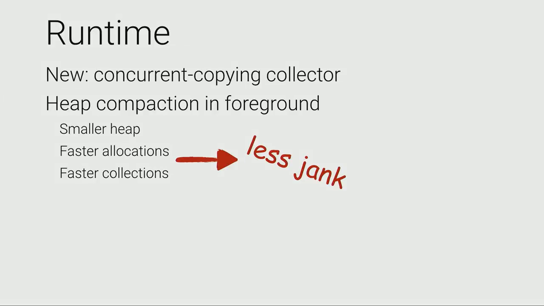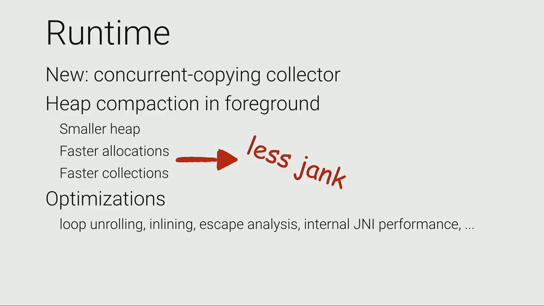So faster to allocate stuff, faster to collect stuff means that just dealing with garbage and memory in general is much faster using ART in the O release. Lots of various optimizations, loop unrolling, inlining.